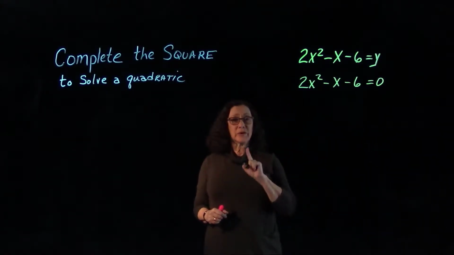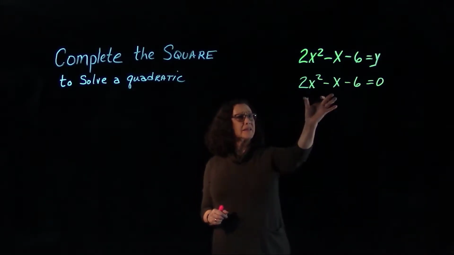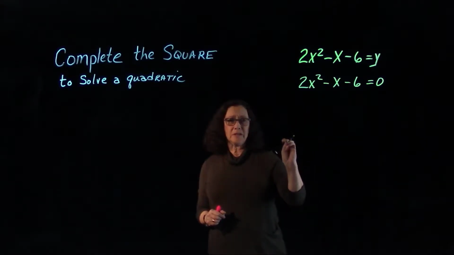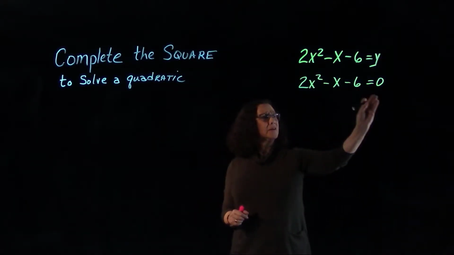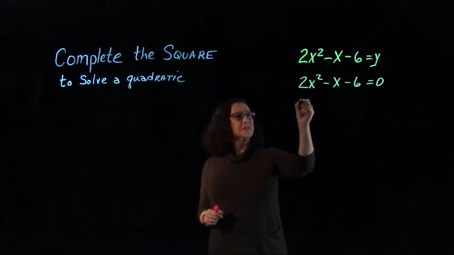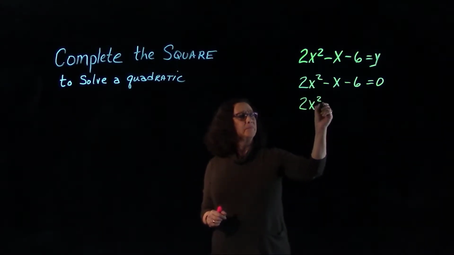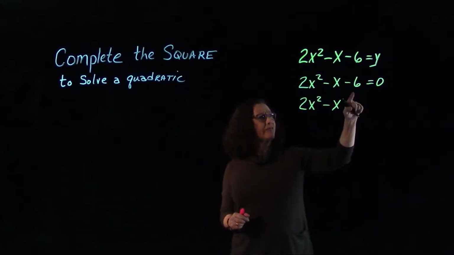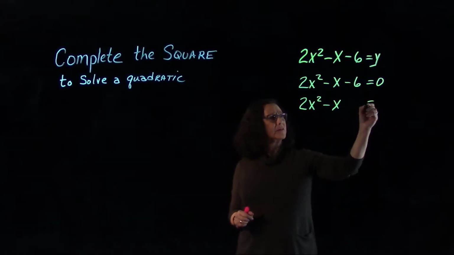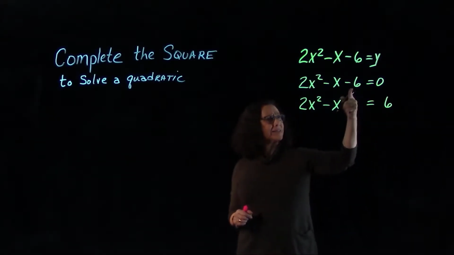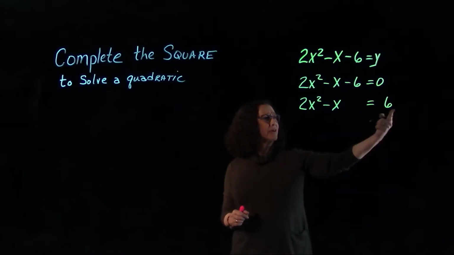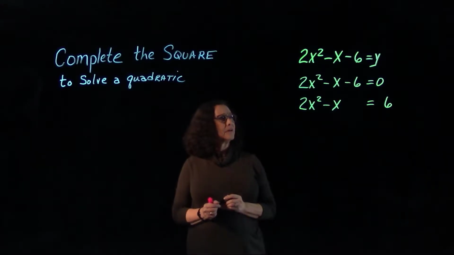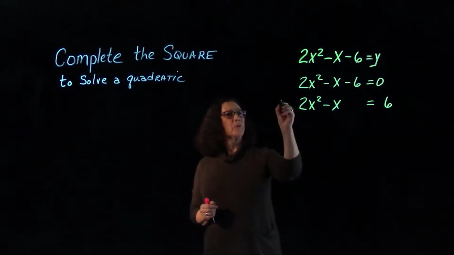In order to complete the square, the first step is to isolate your x squared and your x variables on one side of the equal sign and put your constant on the other side. So this is step 1. In order to move minus 6 to the other side, I have to add 6 to both sides. When I add 6, the negative 6 cancels out and it moves it to the other side of the equal sign.